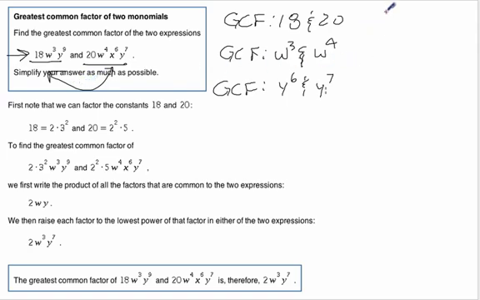If we were to do that, we get 2 here, w to the 3rd here, and whoops, I made a mistake. This is y to the 9th, not y to the 6th. So that's going to give us y to the 7th. So our final answer is 2 w to the 3rd, y to the 7th.